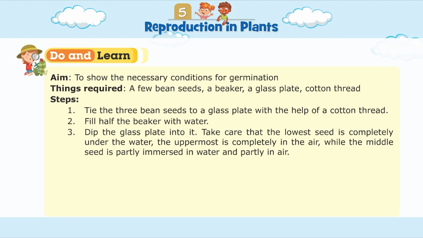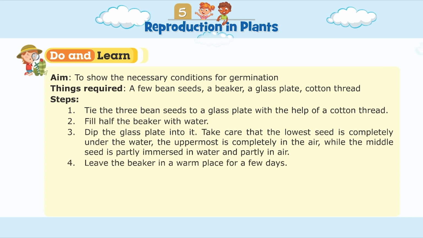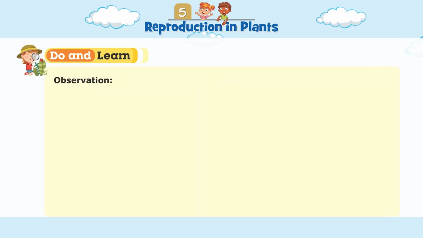Take care that the lowest seed is completely under the water. The uppermost is completely in the air, while the middle seed is partly immersed in water and partly in air. 4. Leave the beaker in warm place for a few days.